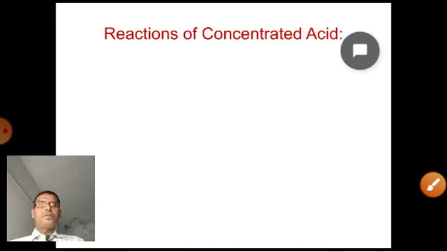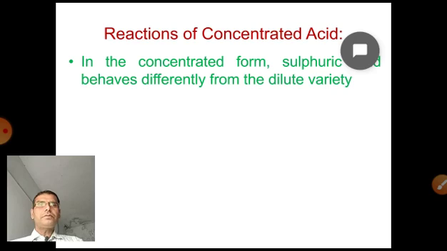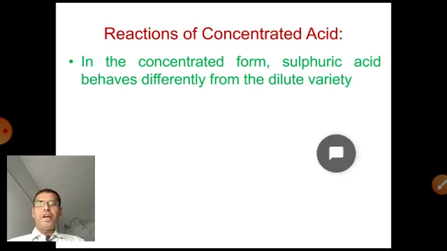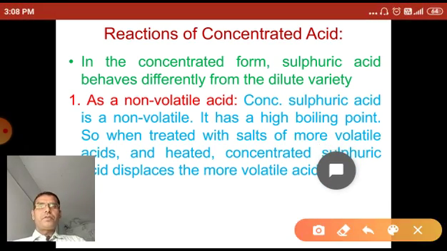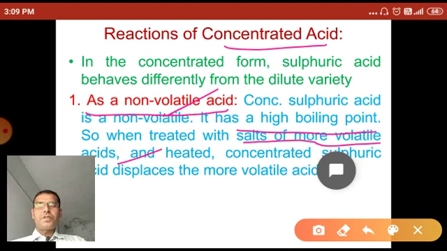Now the reaction of concentrated acid. In the concentrated form, sulfuric acid behaves differently from the dilute variety. First, as a non-volatile acid. Concentrated acid behaves as a non-volatile acid. It is less volatile than HCl, HNO3. So conc acid is a non-volatile acid and it has a high boiling point. So when treated with salt of more volatile acids and heated, concentrated sulfuric acid displaces the more volatile acids.